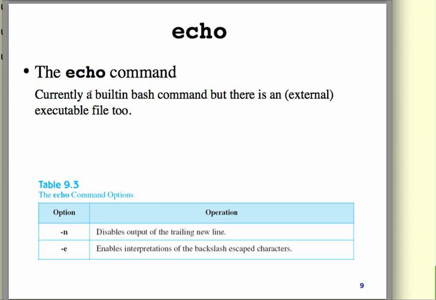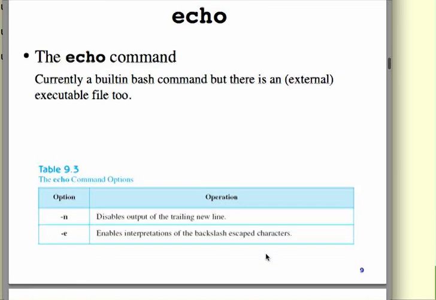Echo, if you're going to use it normally, it's a built-in command, but there's also an external command called echo too. Normally we don't use it when we use bash, but if you were to use another shell, sure, you might be using the external command. In bash, we're using the built-in command. So -n once again disables the output of the new line. -e enables interpretation of the backslash escaped characters.